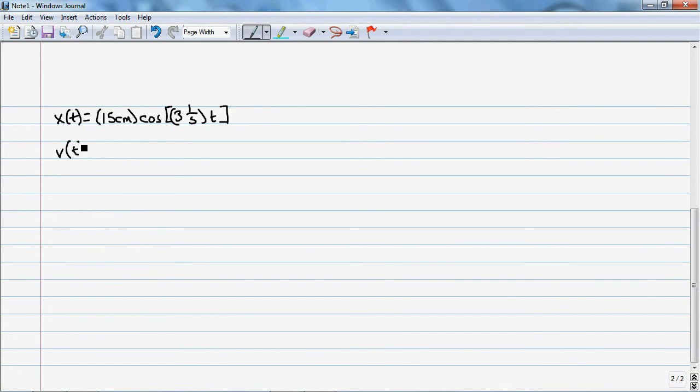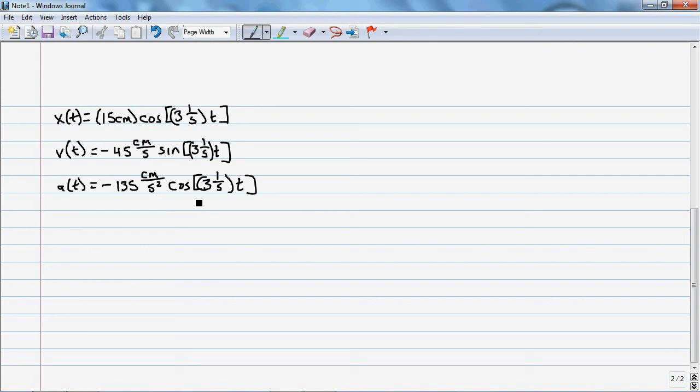Our velocity function is negative, and we know that our max velocity is 45 centimeters per second, with a sine of 3 per second times t, and our acceleration is minus 135 centimeters per second squared cosine of 3 per second times time. And that finishes the problem.